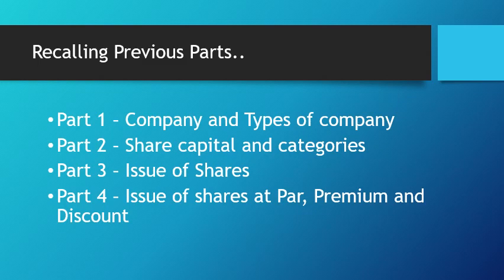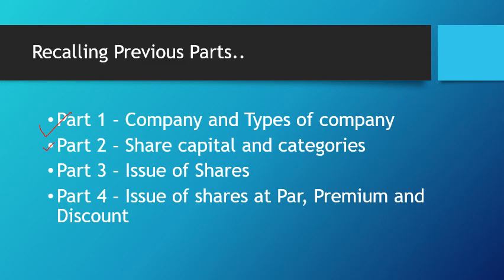Part 1 consisted of company and different types of company. In part 1, we discussed these companies' features and the different types of companies based on different criteria. And part 2 was related to share capital and different categories of share capital. Mainly we have seen equity shares and preference shares. There are different modes of equity shares and preference shares, and their features, everything was discussed in that class.